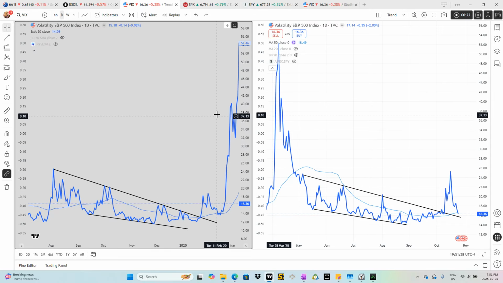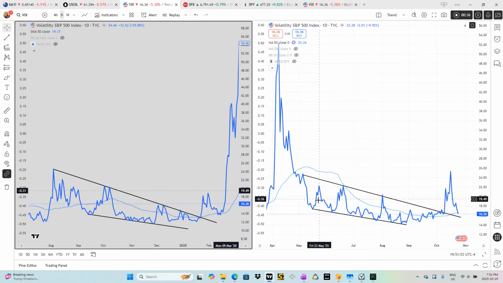Before the COVID spike, there was this bullish wedge that was forming throughout 2019 for about 5 months, and it had a breakout, a retest, and then it exploded higher.